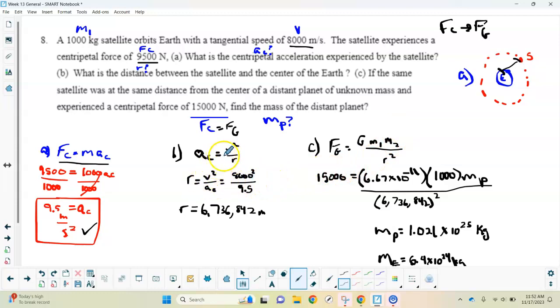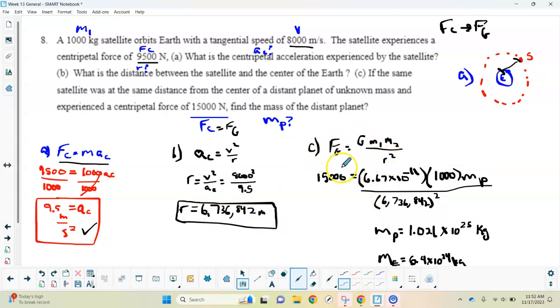So I rearranged this equation for R. So R equals V squared over AC. So it would be 8,000 squared divided by 9.5, and you get this large number here. That's slightly rounded. It's not exactly right. So if you went more digits, you'll get a bigger number, but that's okay. So it's a big distance, which is fine.